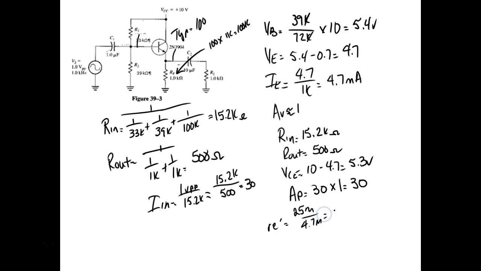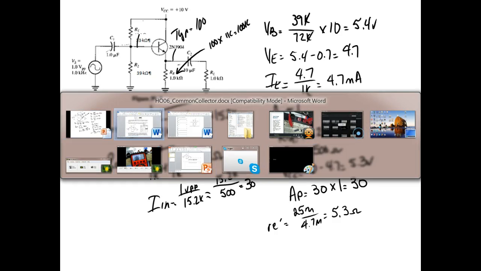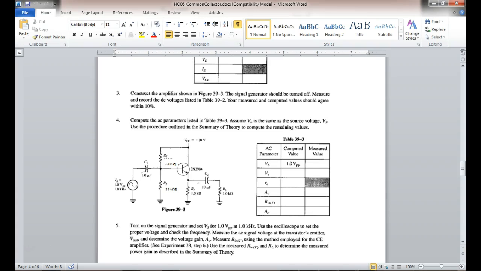4.7 milliamps. So RE prime should be about what? And this is dynamic. This is an AC resistance. We can't measure it. What's that? 5.3 ohms. RN, we've already calculated RN. What's RN going to be? 15.2K. And AV, we've already computed that. AP, we've already computed AP. What's our computed power gain? 30.